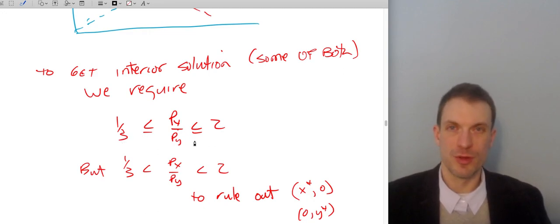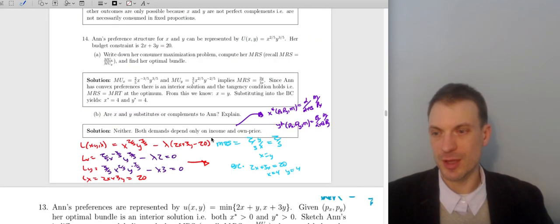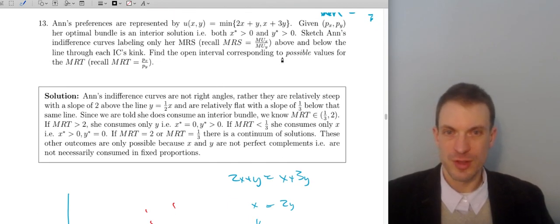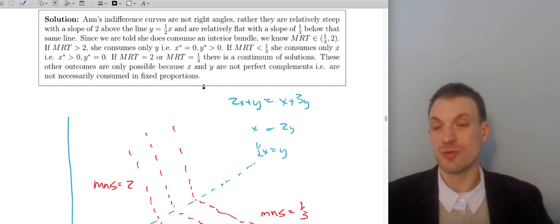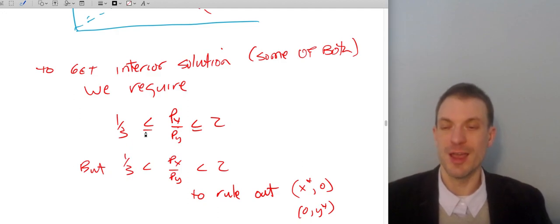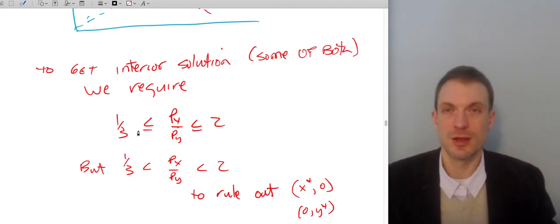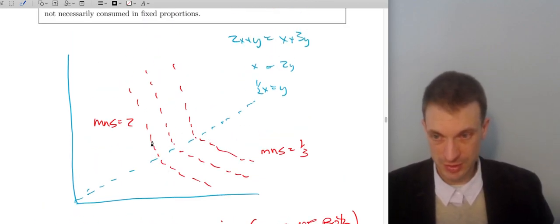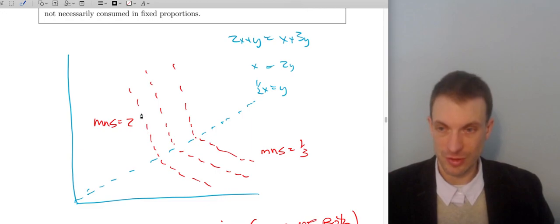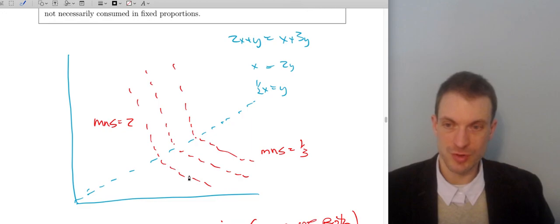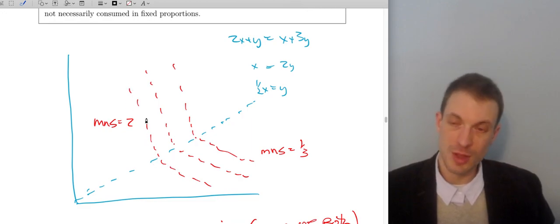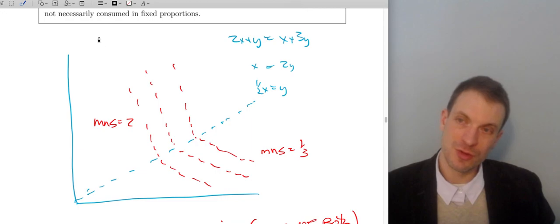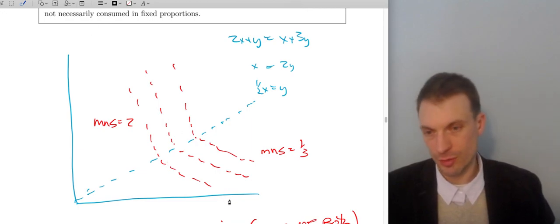Now, I said open interval. Why did I ask for the open interval? Going back up here, I say, okay, find the open interval corresponding to possible values for the MRT because we want an interior solution. The reason I'm requiring an open interval is because if I allow the closed interval, if I include the endpoints, that would involve a budget constraint that's coincident with this indifference curve or this indifference curve, where the price ratio is exactly 1/3 or exactly 2. And the problem is that budget constraint and that indifference curve can cross all the way up there at the axis and all the way down here at the axis.